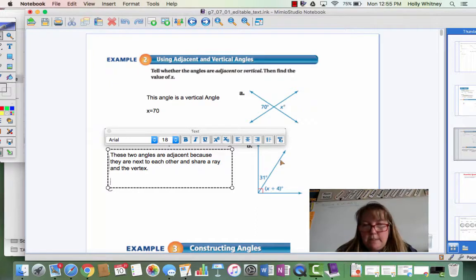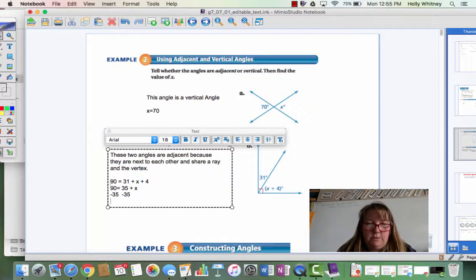So we know that this angle here is a right angle, so therefore it equals 90 degrees. So we know that 90 degrees is equal to 31 degrees plus this angle, plus x plus 4. If we simplify that, we get 90 degrees is equal to 35 degrees plus x. If we subtract 35 from both sides, we end up with 55 degrees is equal to x. So that is the measurement of that angle.